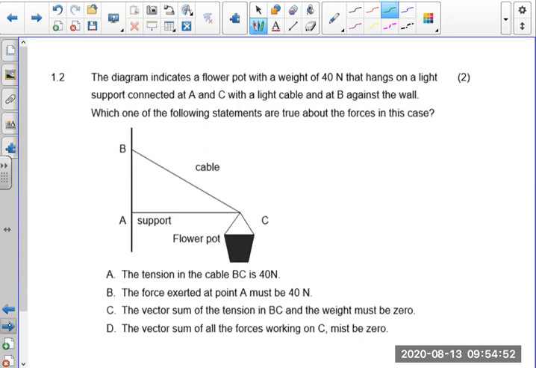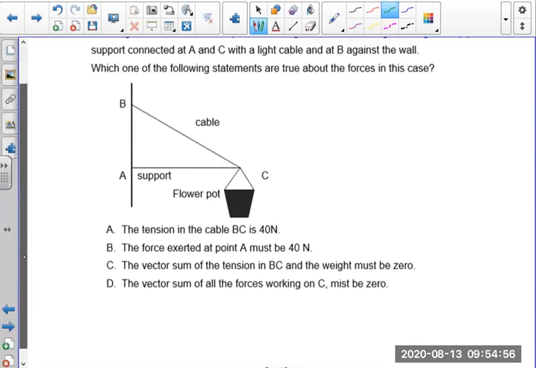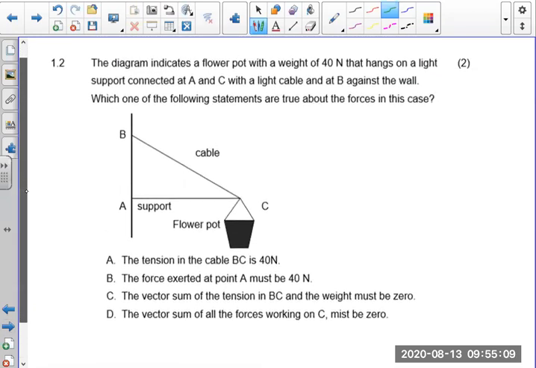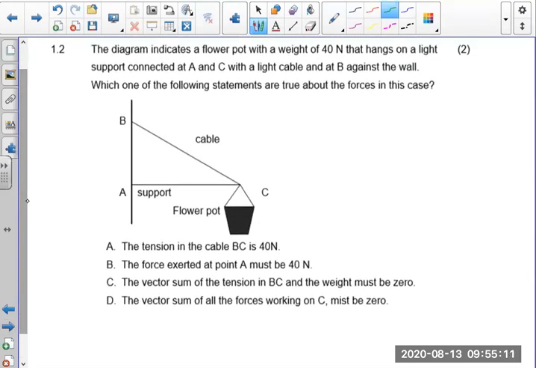Which one of the following statements are true about the forces in this case? Okay. Now, the tension force in the cable BC is 40. The force exerted at point A must be 40. Remember the mass of this pot is 40. So if I draw the free body diagram, this one is 40 newtons. That's not the mass, the weight actually.